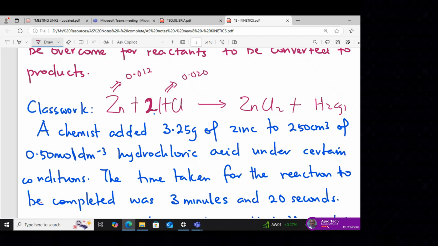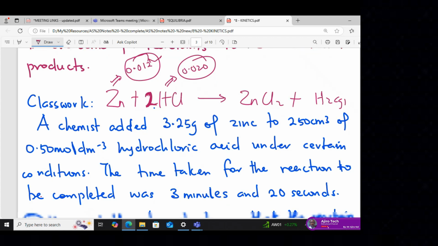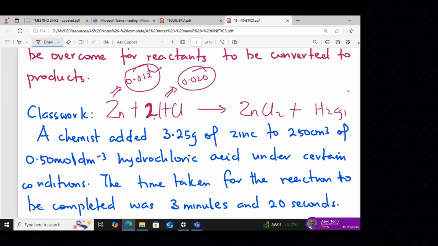You compare them. Look at the one that is limiting, look at the one that is in excess. If these are the values you got, you can do it and send it to me to check. Now this mole of zinc is in excess, so acid is the limiting reactant. Is that okay? So the mole of hydrogen will now be 0.01.